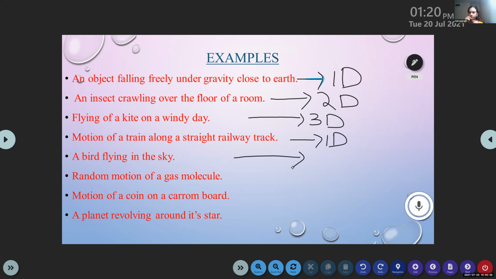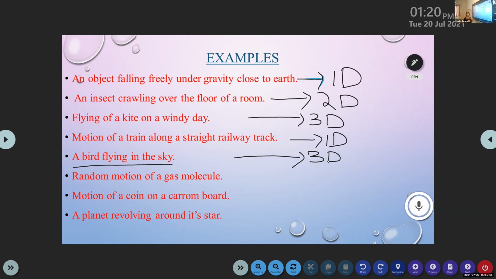Is it two-dimensional? A bird flying in the sky. Yes. Here the motion occurs in space. Okay. So we can say it is three-dimensional motion. Here three axes are required to specify the motion of the bird.